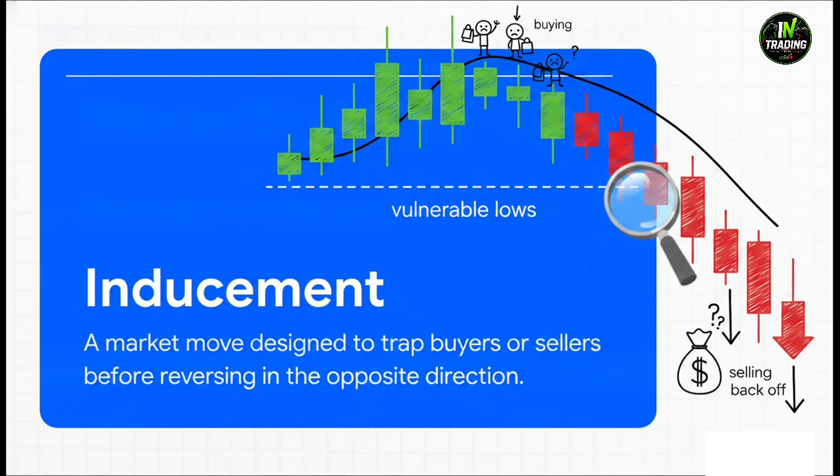In this case study, they start by looking at a 4-hour chart and spot this massive, super aggressive, bullish move to the upside. Now, to the average trader, this just screams buy because, hey, the trend is up. But this move was explicitly designed to induce or tempt buyers into the market, leaving some really vulnerable lows behind. Once those buyers are in, the market fails to break higher, sells back off, and completely traps them.